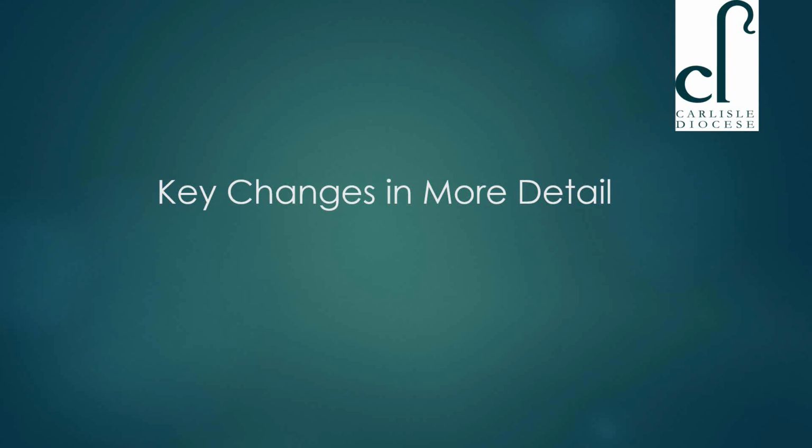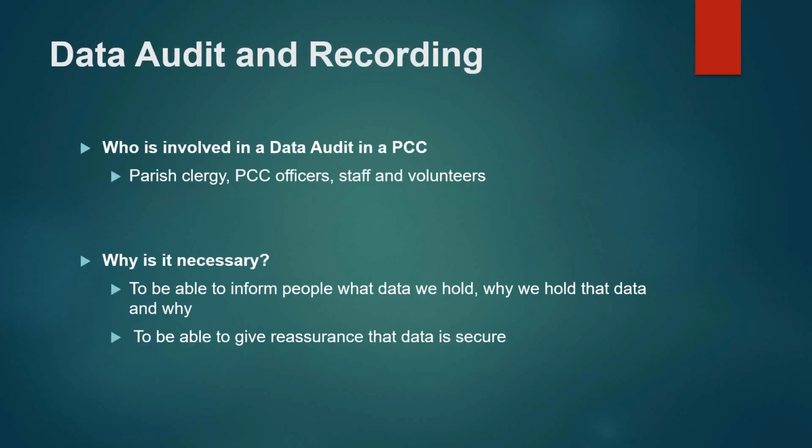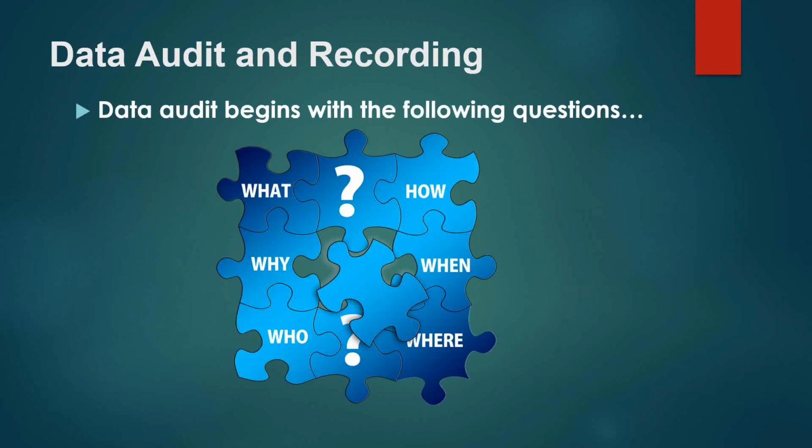Let's look at the changes in more detail. The first one is data audit and recording, which is a search and analysis of the data, knowing what we've got and being able to give an account for it. Data audit begins with questions of the what, how, why, when, who, where. Not knowing what data you have is dangerous. We need to know the data that we have, where it comes from, who it belongs to, and why we have it.